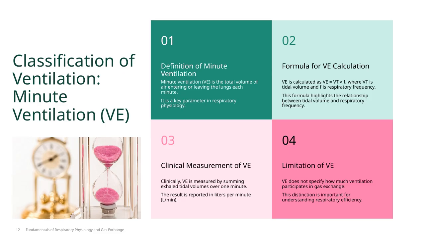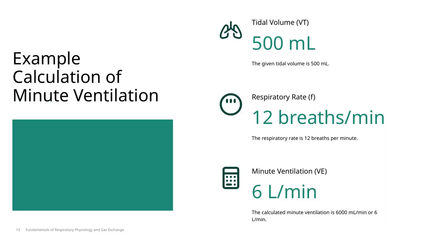Now, let's look at an example to understand how tidal volume and respiratory rate work together to determine minute ventilation. Here, the given tidal volume is 500 milliliters, which is the amount of air moved in or out of the lungs with each breath. This is a typical resting value for many individuals. Next, we have the respiratory rate, which is 12 breaths per minute. This tells us how many breaths a person takes in a minute during normal breathing.